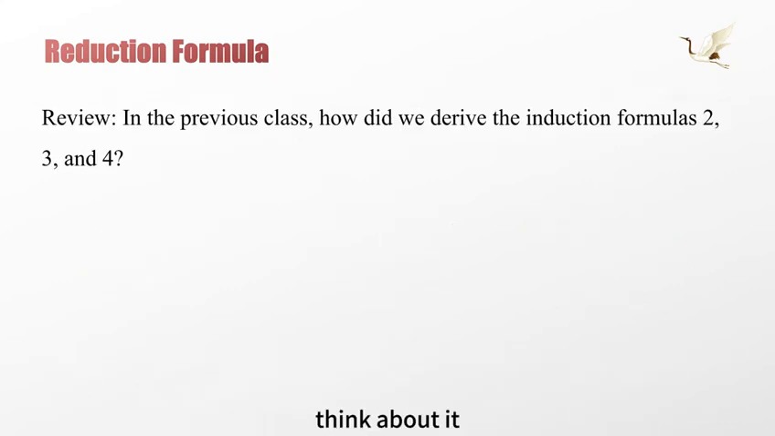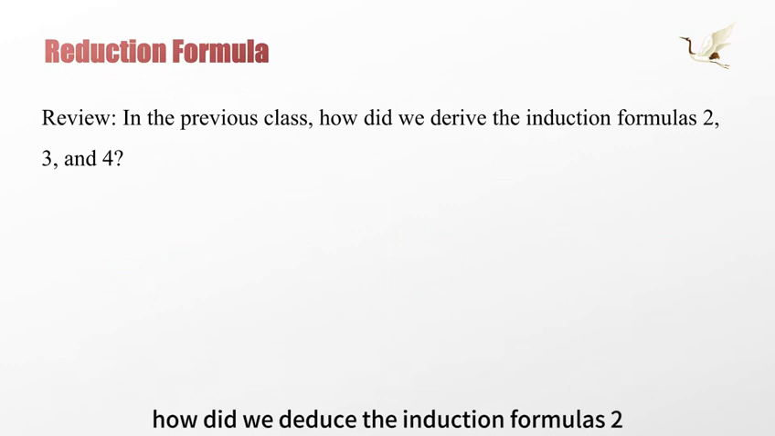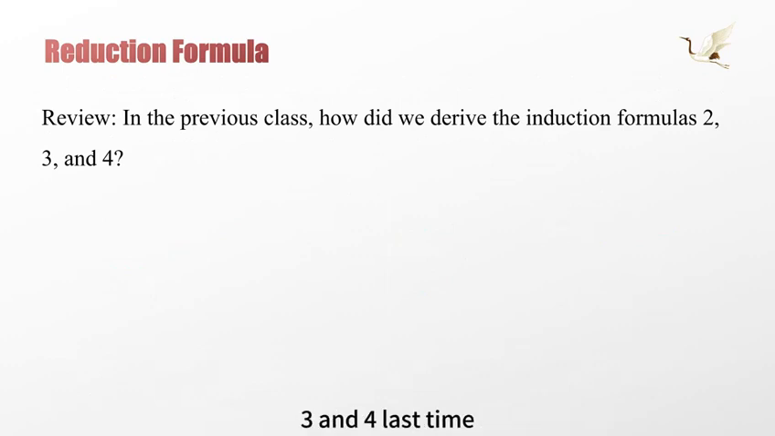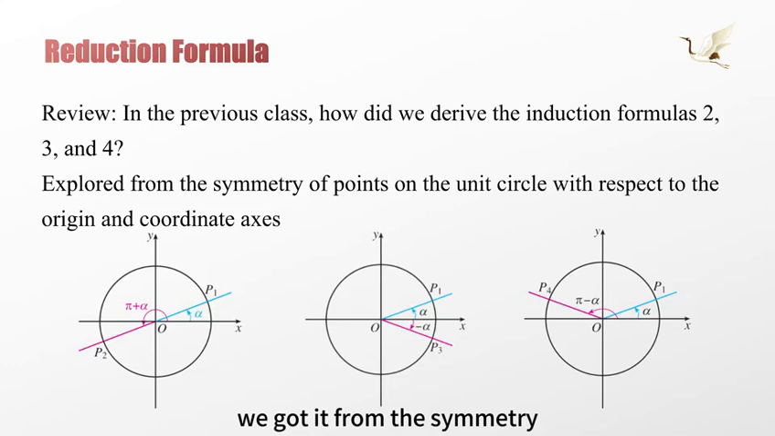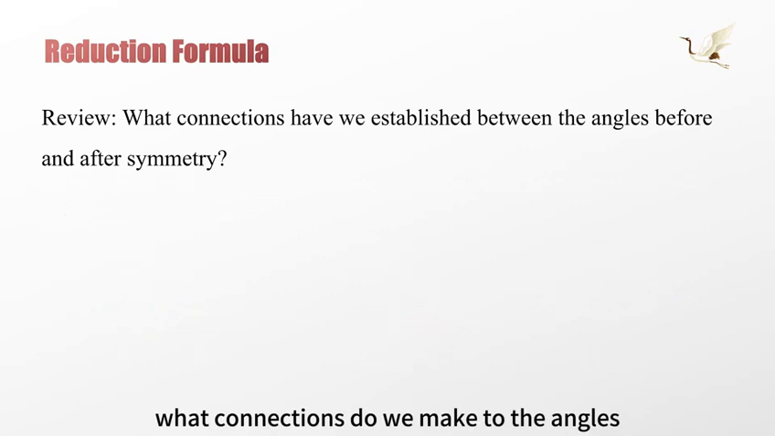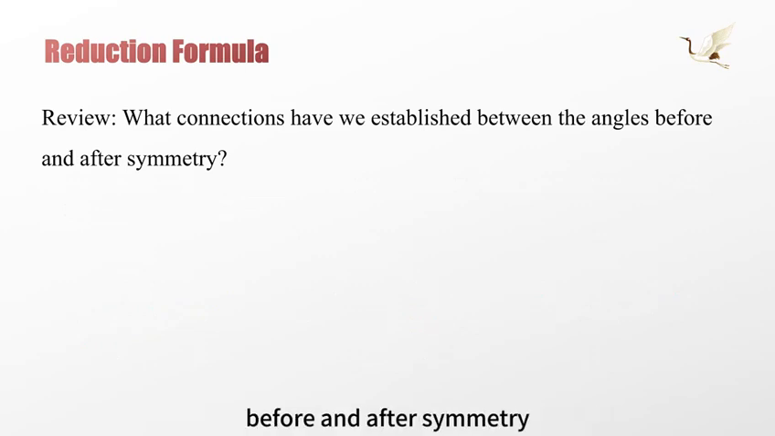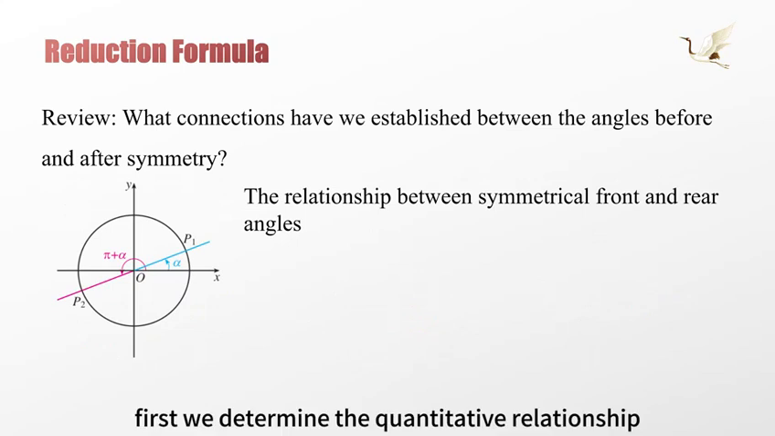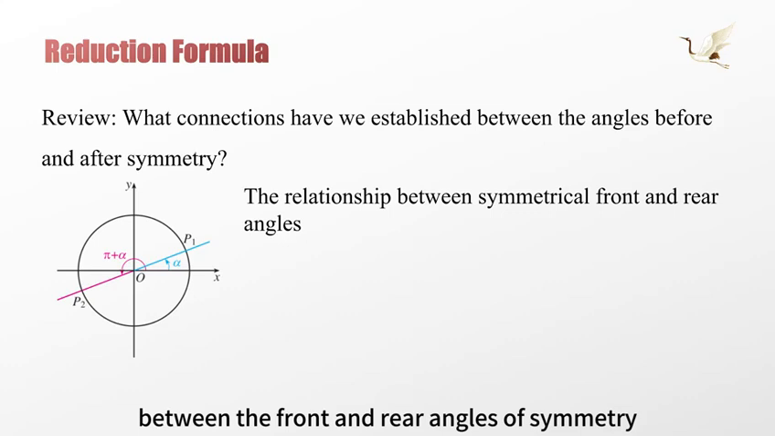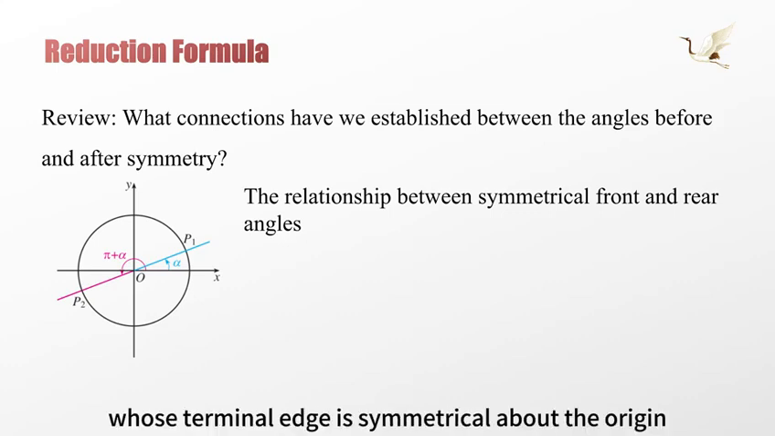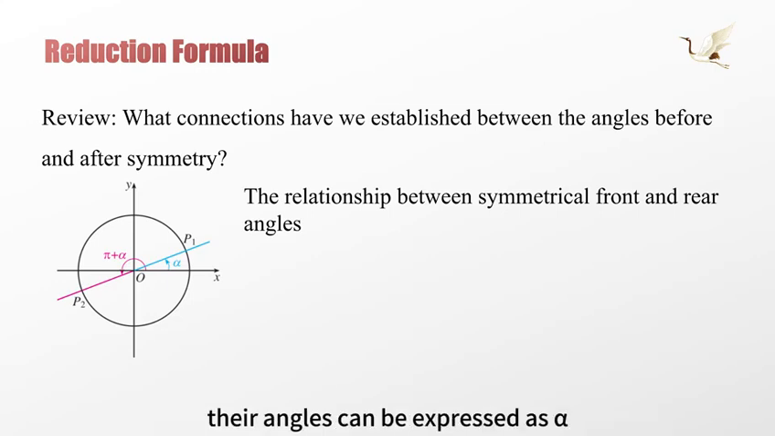Think about it. How did we deduce induction formulas 2, 3, and 4 last time? We got them from the symmetry of points on the unit circle about the origin and the coordinate axes. What connections do we make to the angles before and after symmetry? First, we determine the quantitative relationship between the angles before and after symmetry, such as OP1 and OP2, whose terminal sides are symmetrical about the origin. Their angles can be expressed as alpha and pi plus alpha.